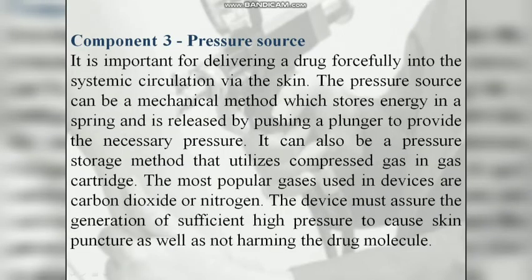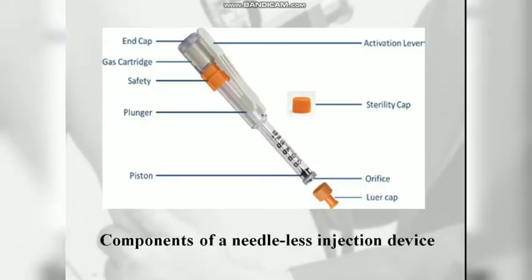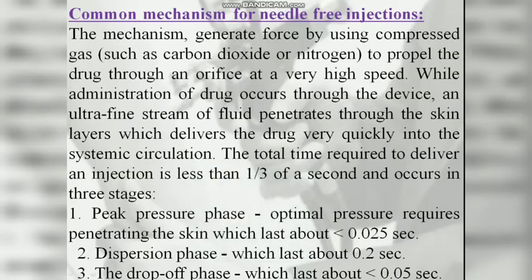Final one, pressure source. It is important for delivering a drug forcefully into the systemic circulation via the skin. The pressure source can be a mechanical method which stores energy in a spring and is released by pushing a plunger to provide the necessary pressure. It can also be a pressure storage method that utilizes compressed gas in a cartridge. The most popular gases used in this device are carbon dioxide or nitrogen. This is the diagram for components of a needleless injection device.